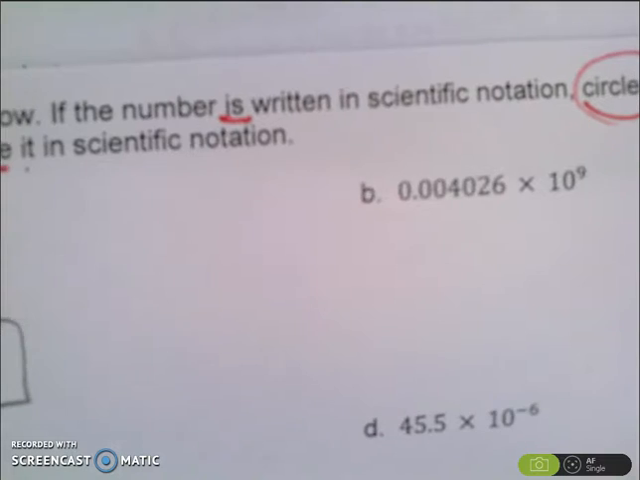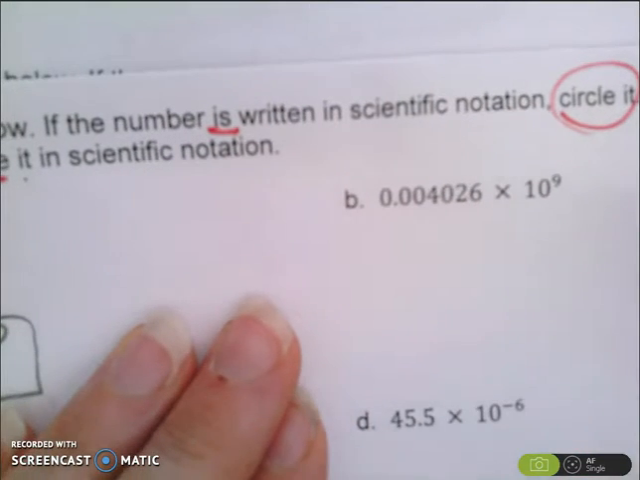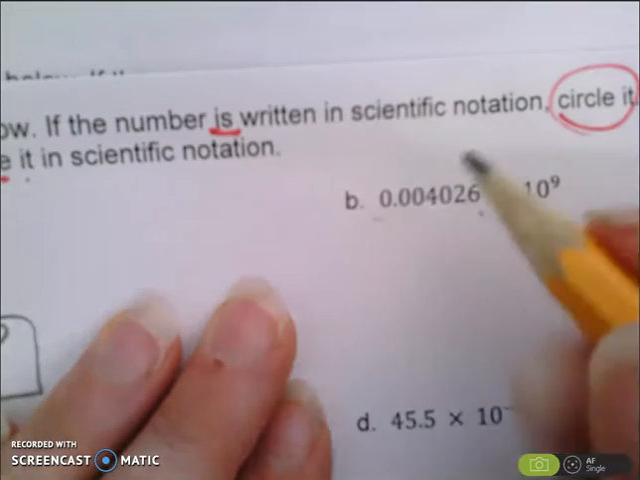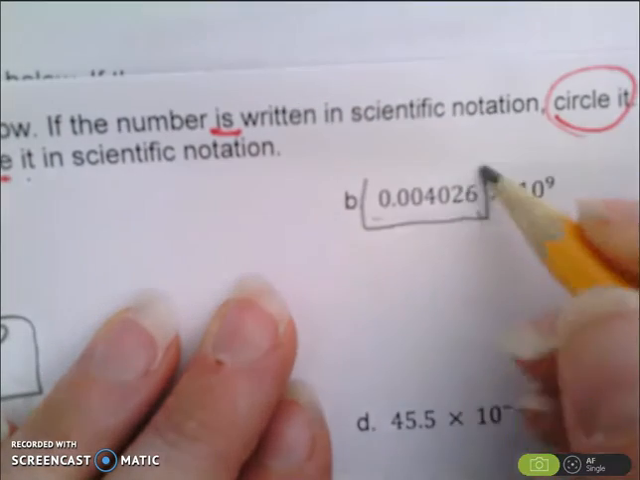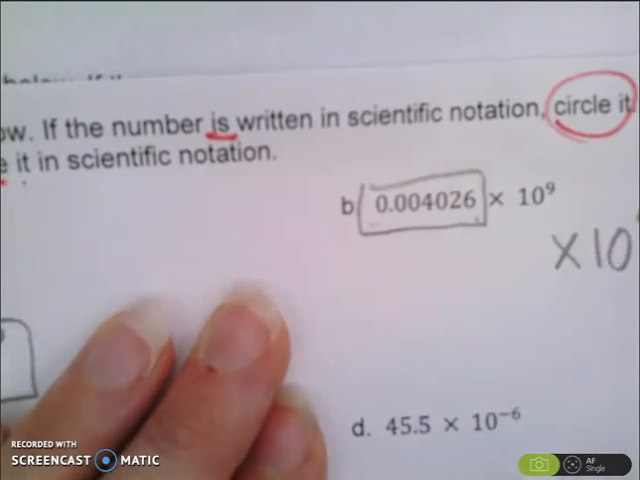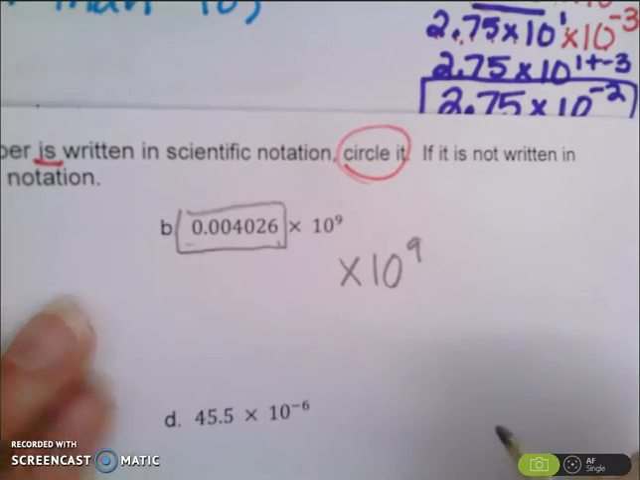Let's look at B, since it's right next to it. Looking at B, is this written in scientific notation? No, the significant figure is too small. The significant figure is less than 1. So I'm going to focus on just this value. I'm going to bring down my 10 to the 9th power.